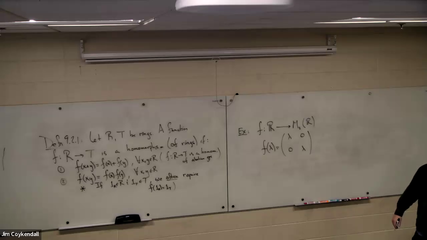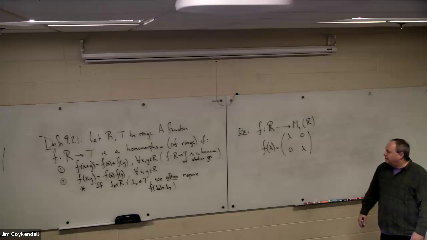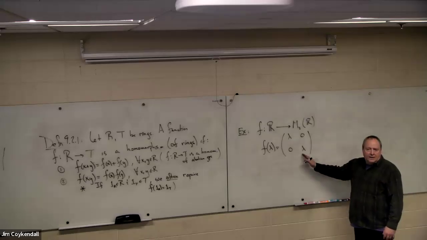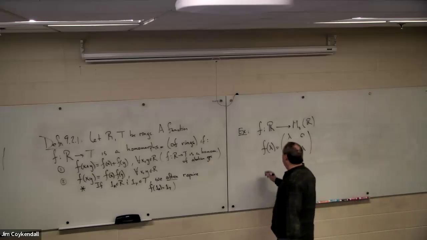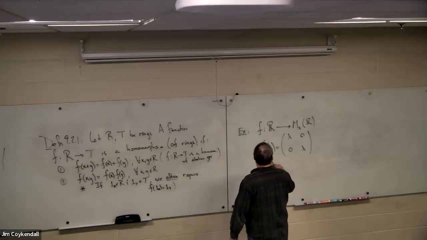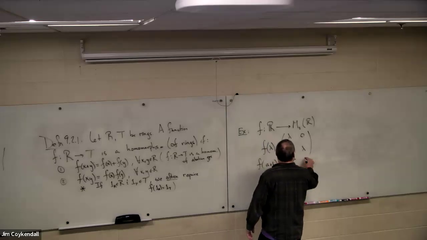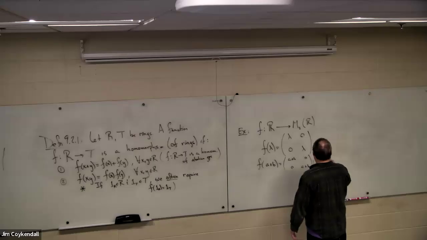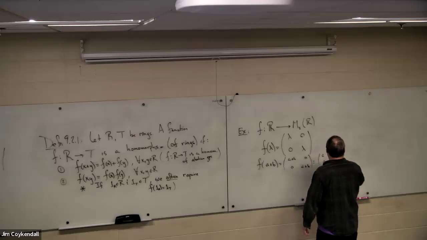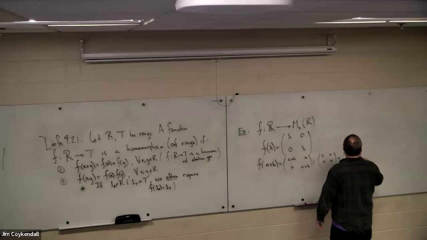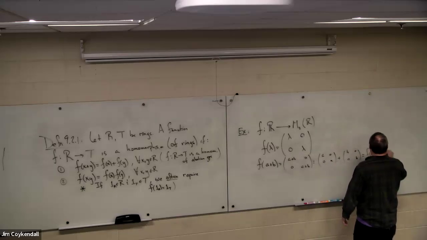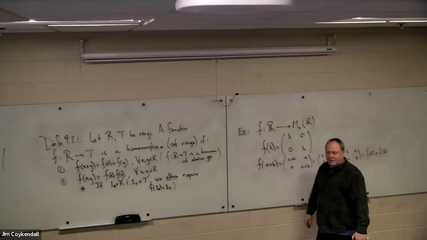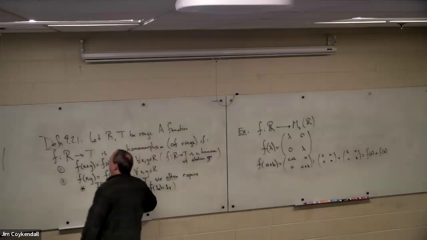Fine. Notice this is a homomorphism of rings. It's certainly not onto, because there are lots of matrices that you can't get in the image of this map. The image of this map always has zeros in these two entries. But notice that F of A plus B is A plus B, 0, 0, A plus B, which is A 0, 0 A plus B 0, 0 B, which is F of A plus F of B. So it preserves the addition.